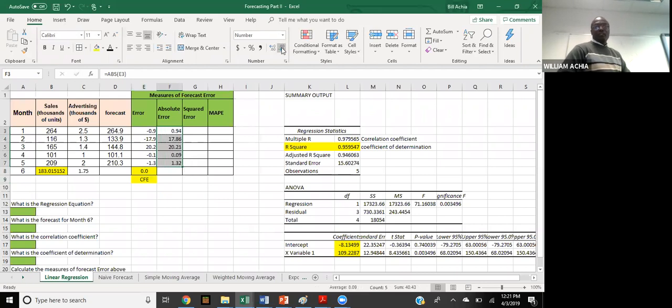Too many decimal points. And I would like you to sum that up as well. But now what's of interest for us in column F is the mean absolute deviation, okay? So not the sum of the absolute deviations, but the mean of the absolute deviations. And that would equal this divided by the number of periods or data points that we have. And here we have 5 months worth of data. So I'll divide that by 5 and I get a figure of 8.09. So this now becomes my mean absolute deviation.